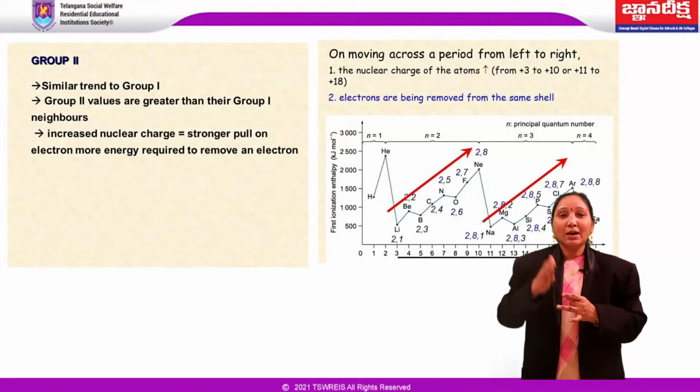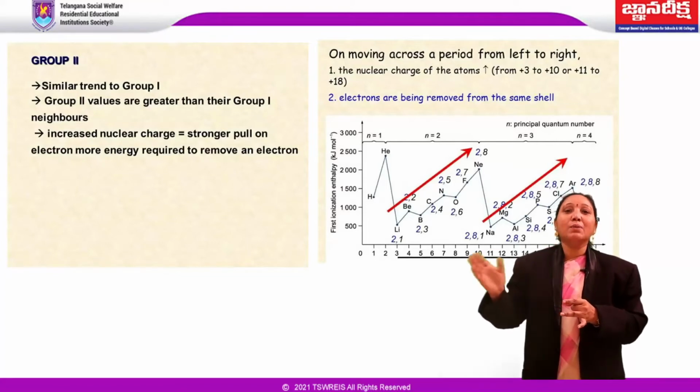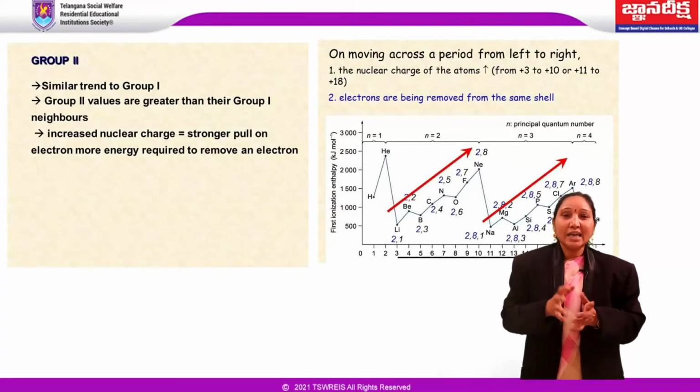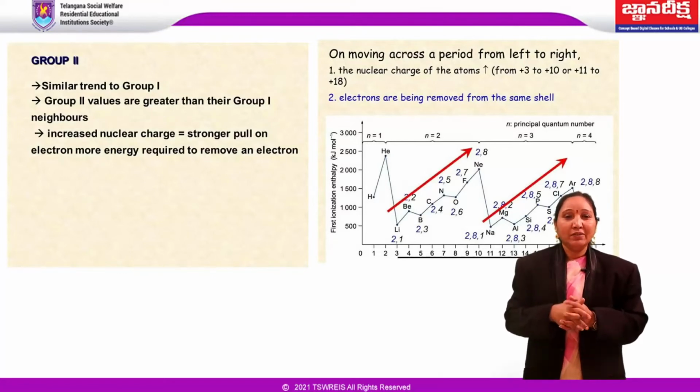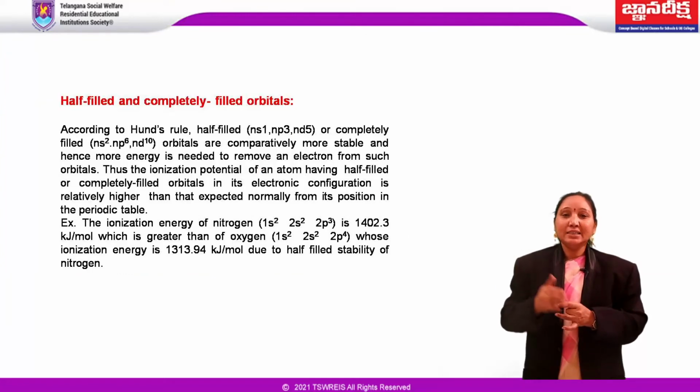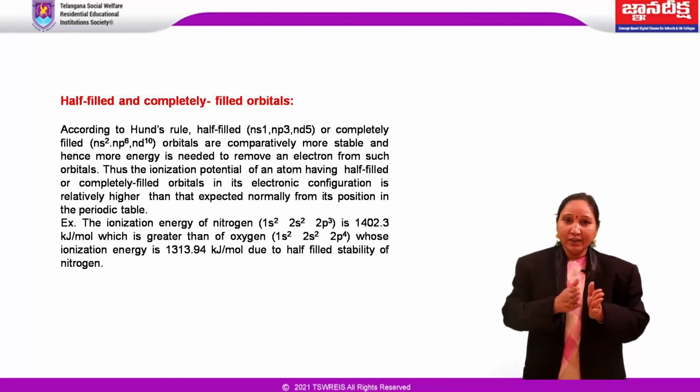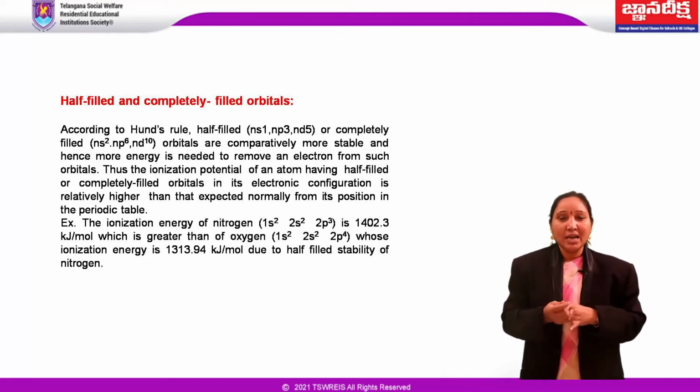And here we come across half-filled and completely filled configurations again. The element with a half-filled configuration, that is phosphorus with atomic number 15, has more ionization energy when compared to sulfur. In the same manner, argon has more ionization energy. That means the elements with half-filled and completely filled configurations across a period require more energy to remove the electrons.